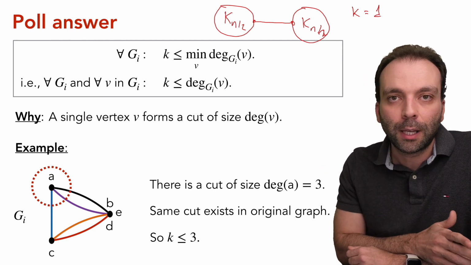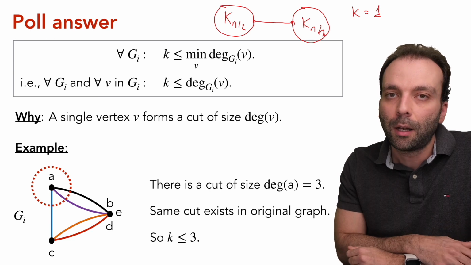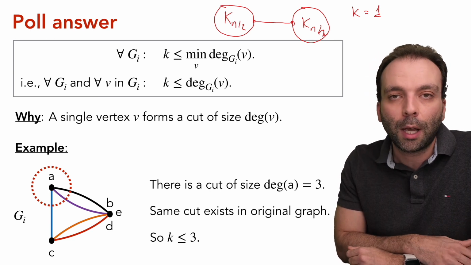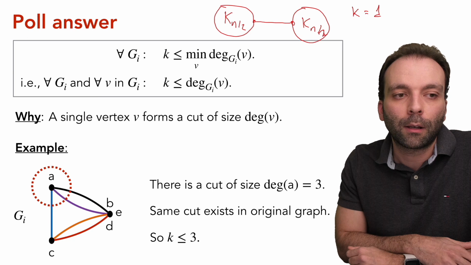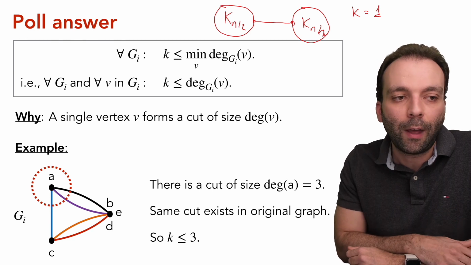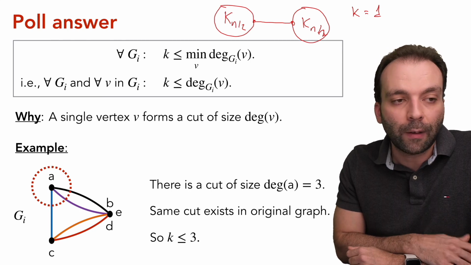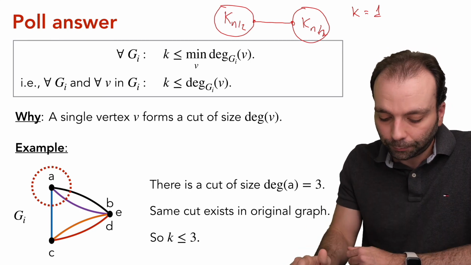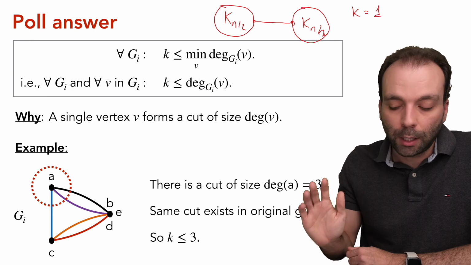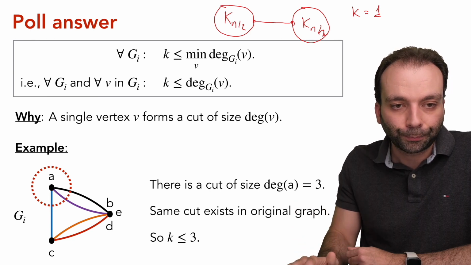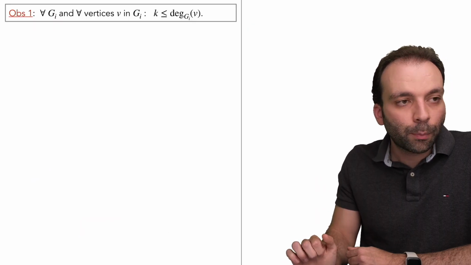So for every vertex, the degree of the vertex corresponds to a cut with that value. So the size of the minimum cut is of course going to be at most that value. It could be much better. Good, so now we're going to make use of this. Okay, so let's put it up there.